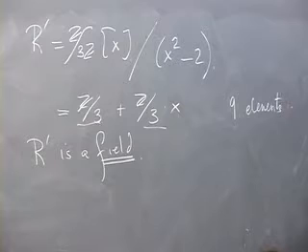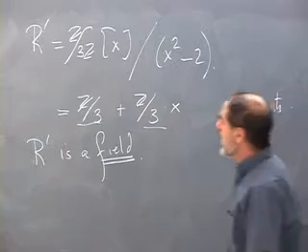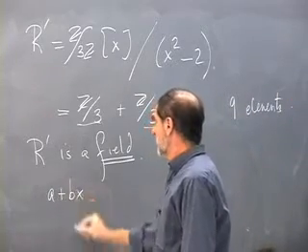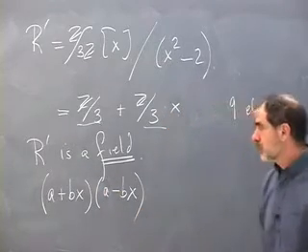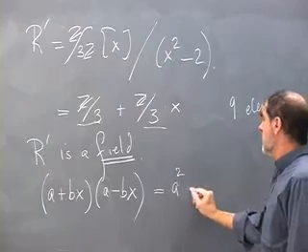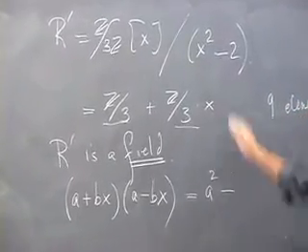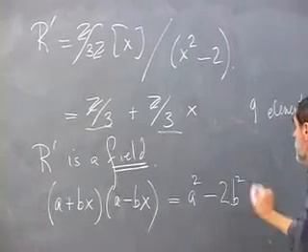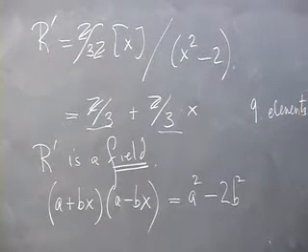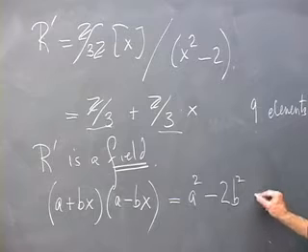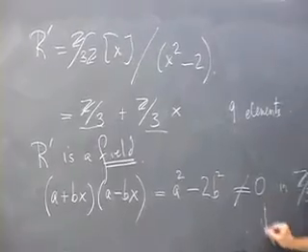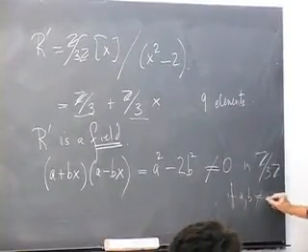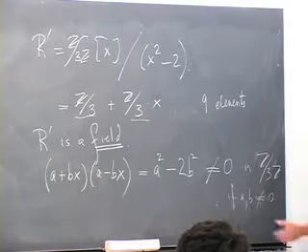Why is R prime a field? So I claim it's a field because of the following. Imagine that I have an arbitrary element in it, a plus bx, and multiply that by the element a minus bx. And that gives me the element a squared minus b squared times x squared. But x squared is 2, so minus 2b squared. And this element is in Z mod 3. And I claim it's not 0 in Z mod 3 if a and b are both not 0. Of course, if a and b are both 0, this element is 0.